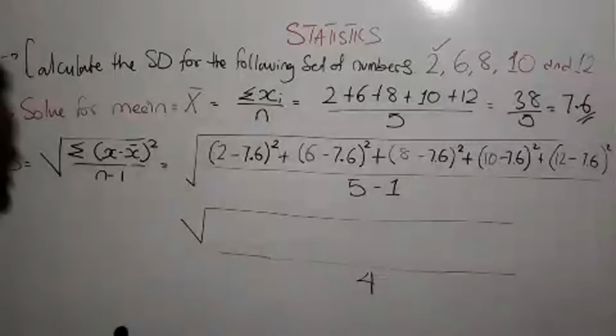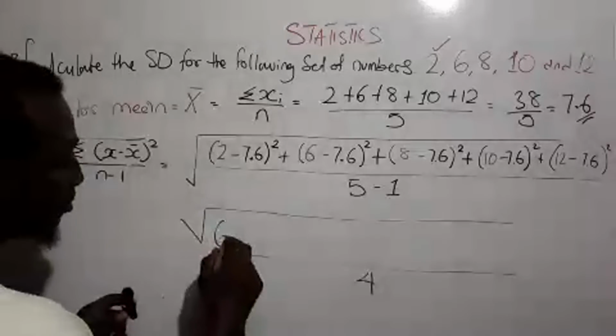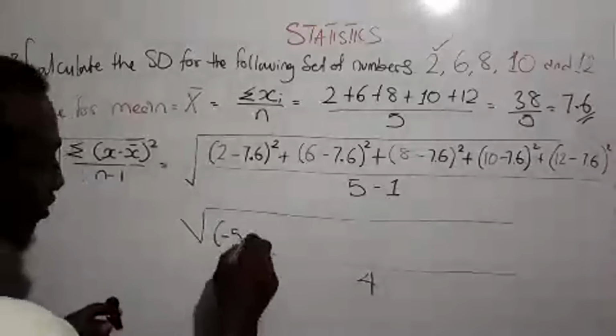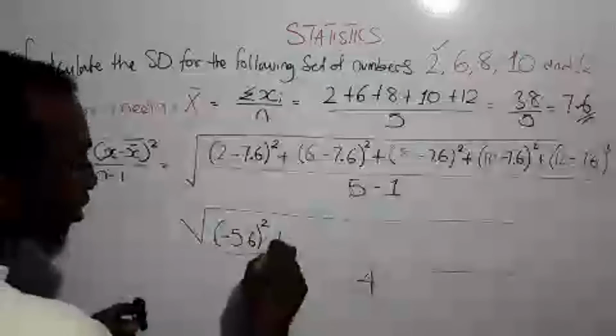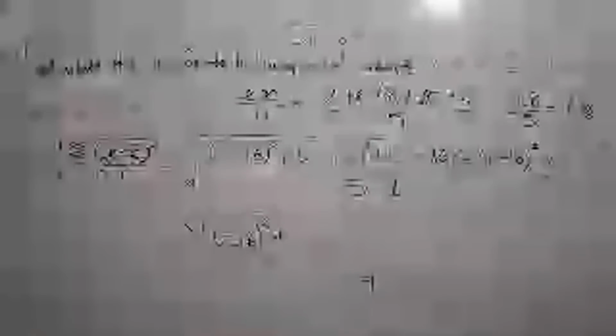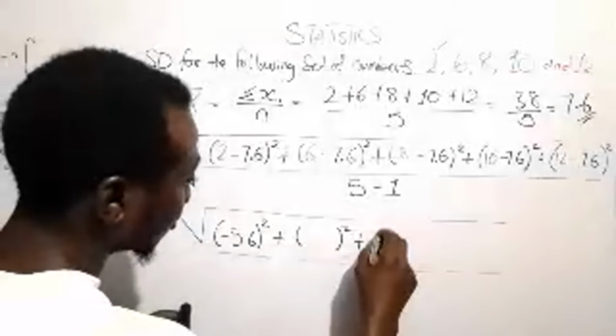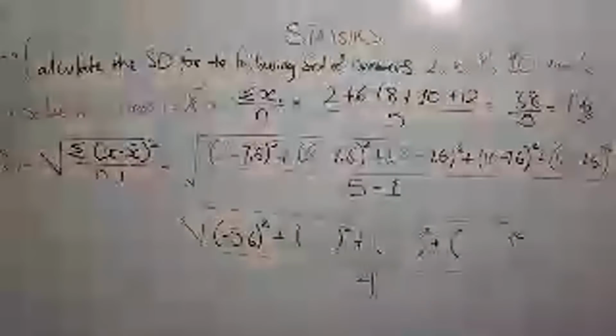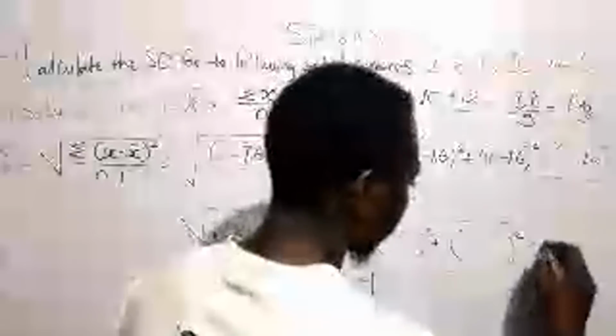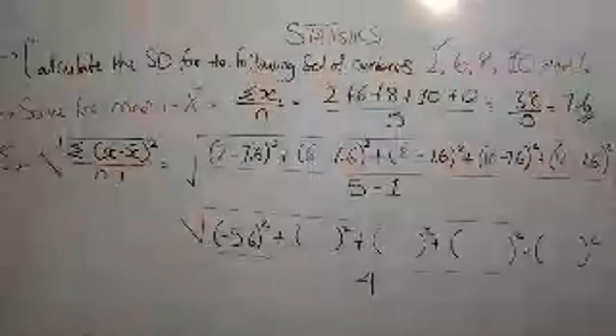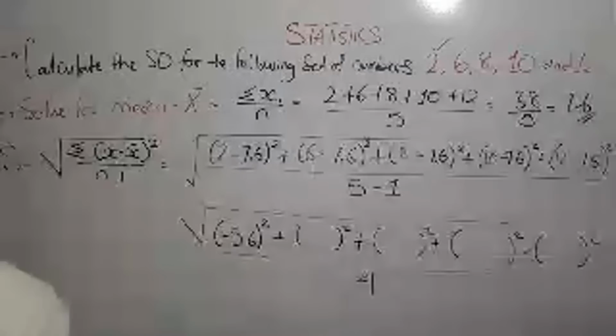So now we have this in bracket, minus 5 points square plus... okay, that's 4. So what's the next one? What's the next one? 6.6 minus 7.5.